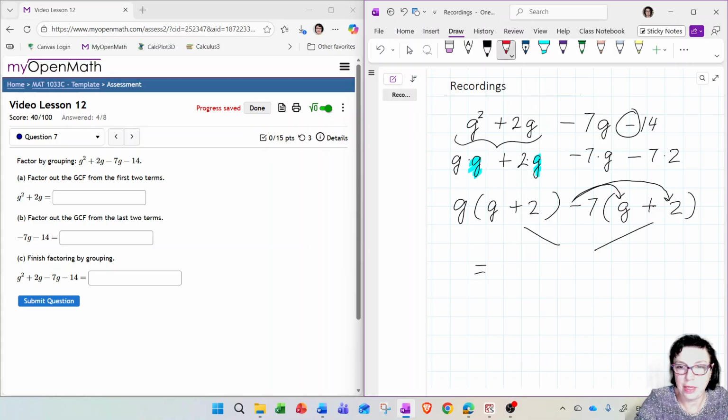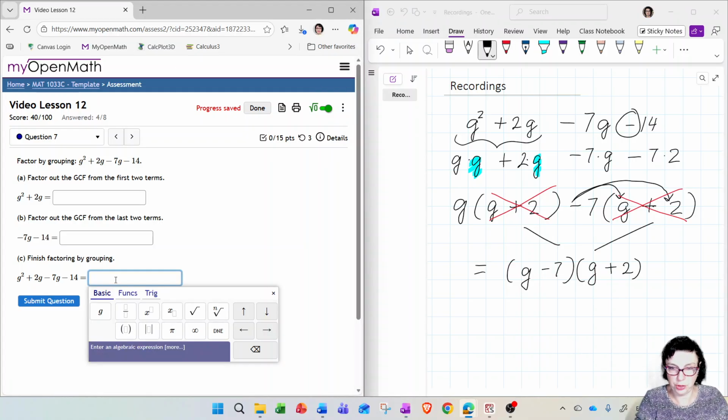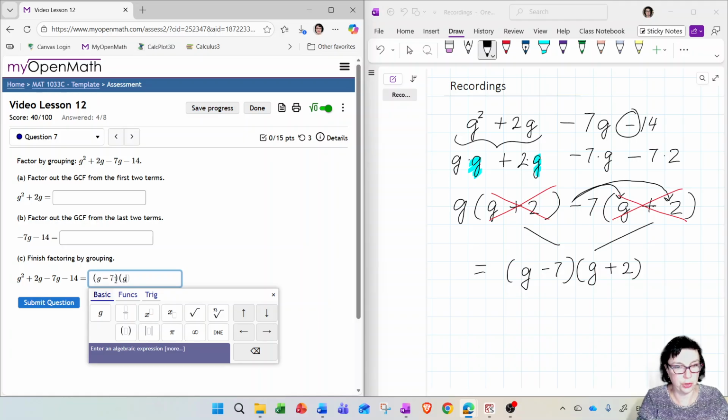Now, final answer. How do you come up with that? Imagine that this common term is just crossed out. What is left? Well, it's g minus 7 what's left. And then g plus 2 will be that common factor. All right, so I factored it. I just have to put in the answer.